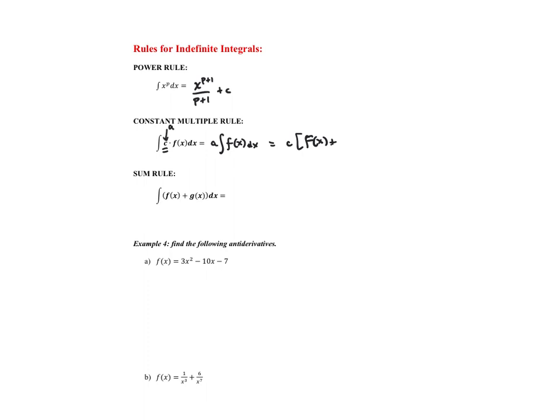Let's call this a, because it's going to start to confuse. Okay, but we get something like that. Okay, that's the constant multiple rule.